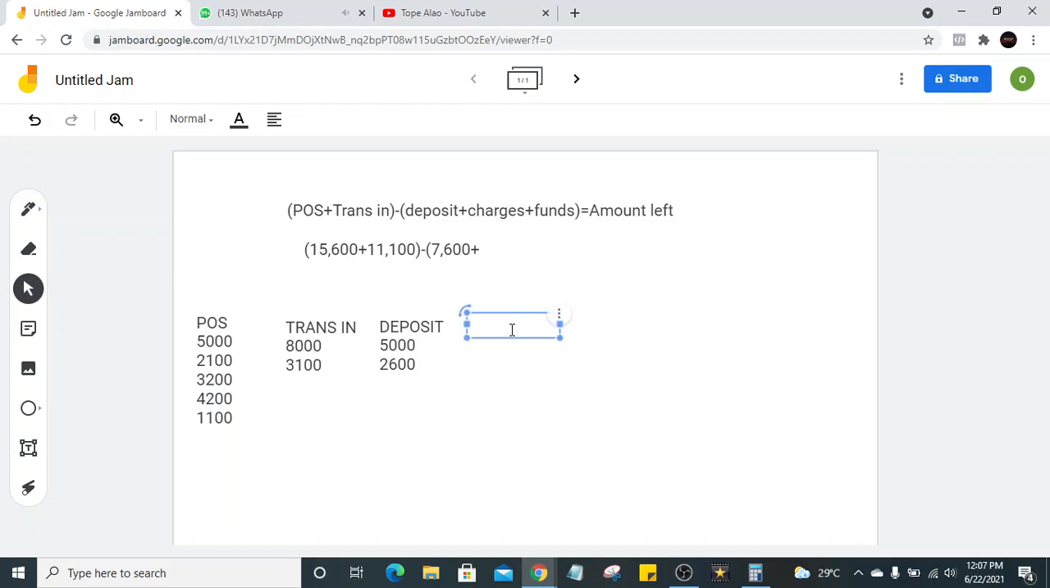So on your logbook you have everything tabulated. Okay, let's say the charges.